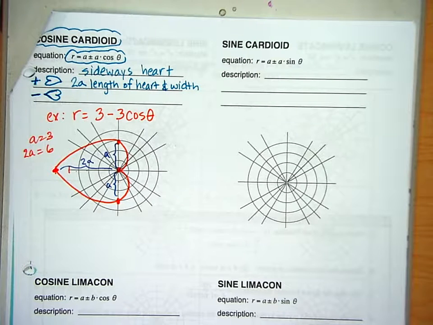Okay? Since it's negative, it points to the left. If this were a plus, it would just go the other direction. Okay? It would just point up to the right. Questions so far? Kind of cool.